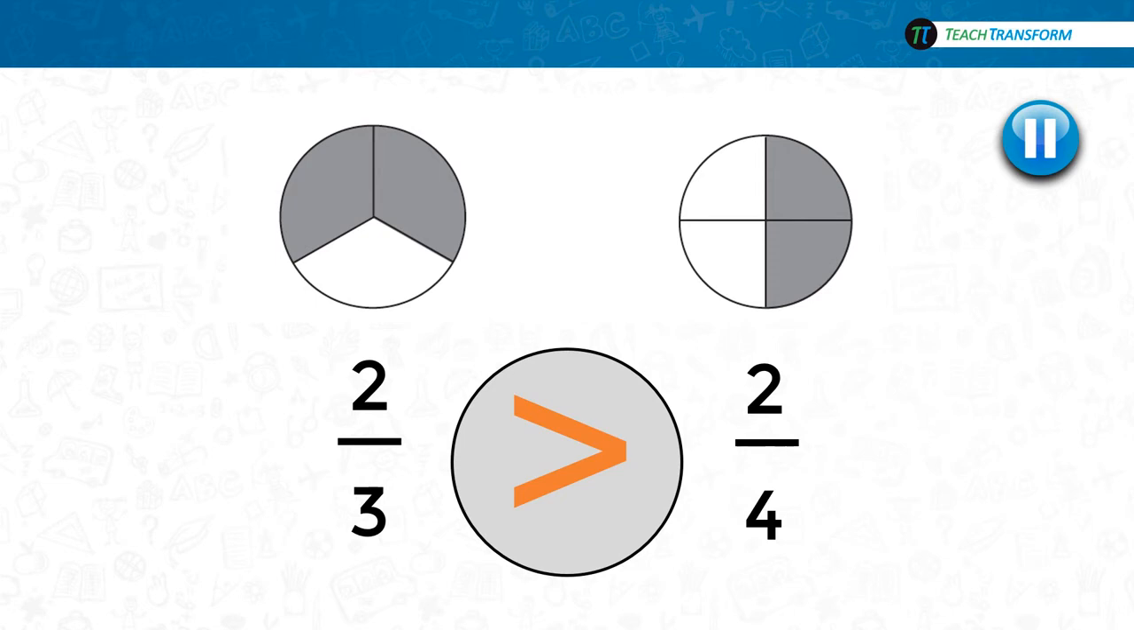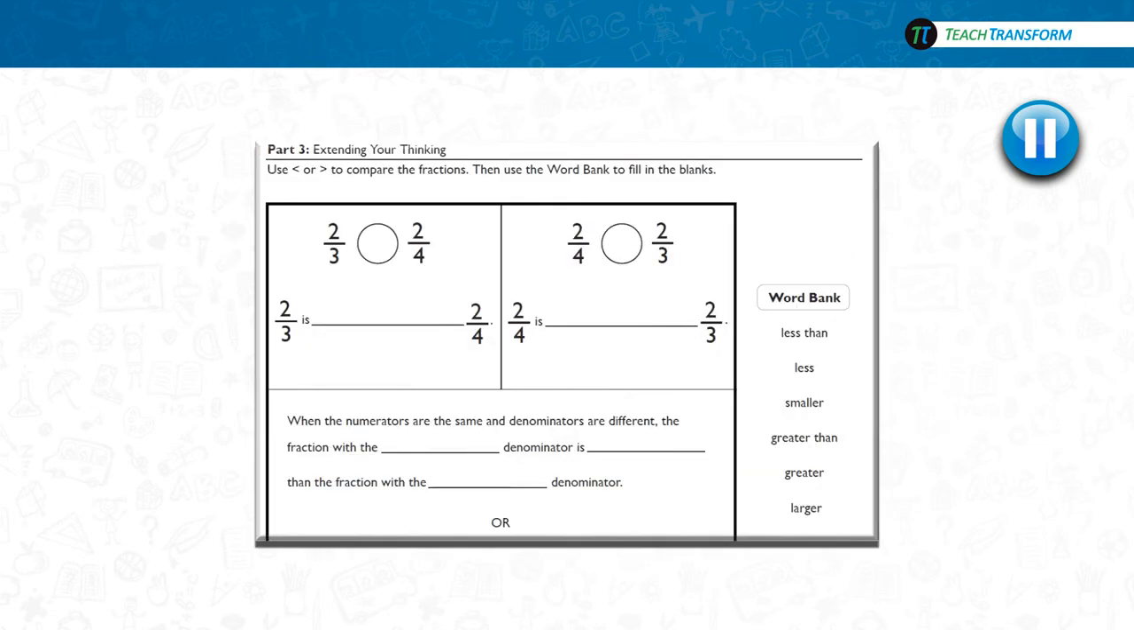Hopefully you said something like this. Thirds are larger than fourths because the whole has been divided into fewer parts. Since there are the same number of fractional parts represented by the numerator, then the fraction with the thirds has to be larger than the fraction with the fourths. Now you're going to pause the video and work part 3. Start the video when everyone in your group is finished.